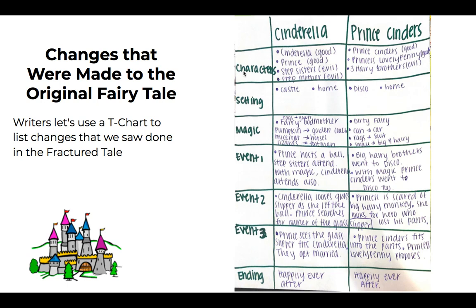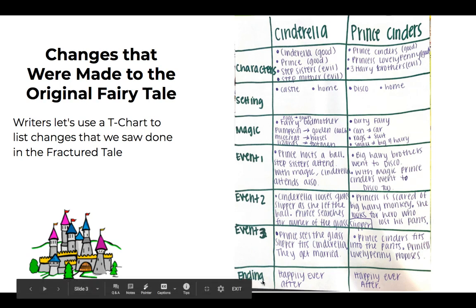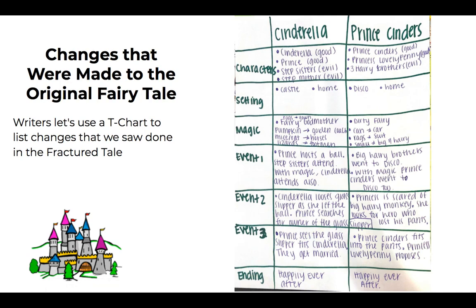So I broke it into your character, setting, the magic that happens, your big event 1, 2, and 3, and then how does your story end? And remember, with these 3 big events, you're not telling me every single little detail. You're just going to share the big things that happen in the story. There should be about 3 big events. So let me show you how I did this.